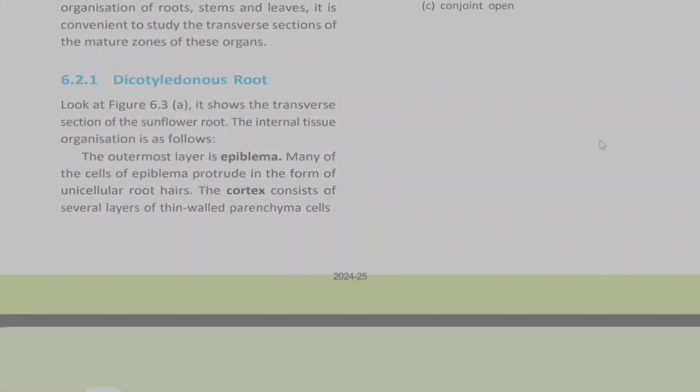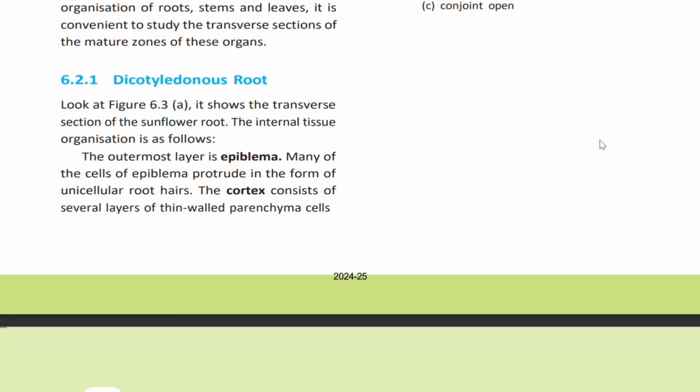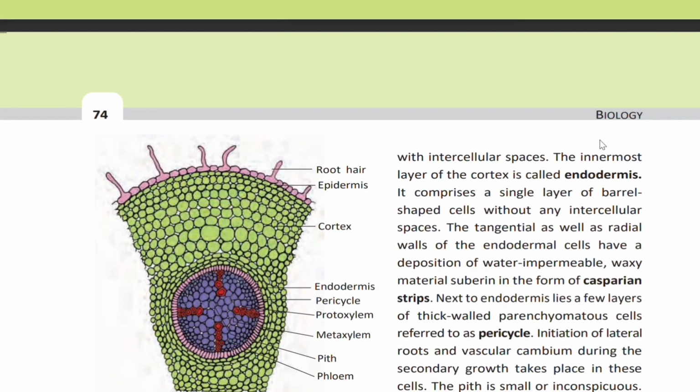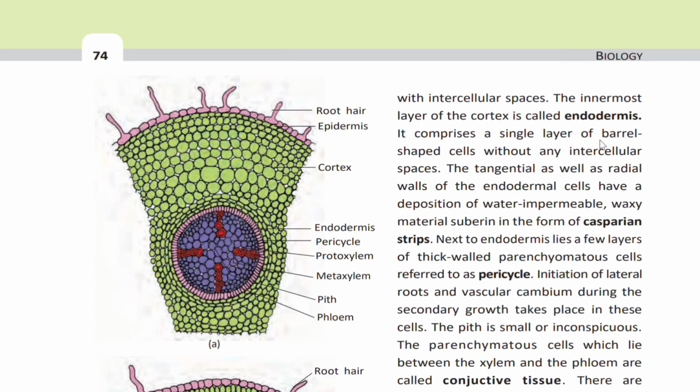6.2.1 Dicotyledonous root. It shows a transverse section of a sunflower root. The internal tissue organization is as follows. The outermost layer is the epiblema. Many of the cells of the epiblema protrude in the form of unicellular root hairs. The cortex consists of several layers of thin-walled parenchyma cells with intercellular spaces. The innermost layer of the cortex is called the endodermis.